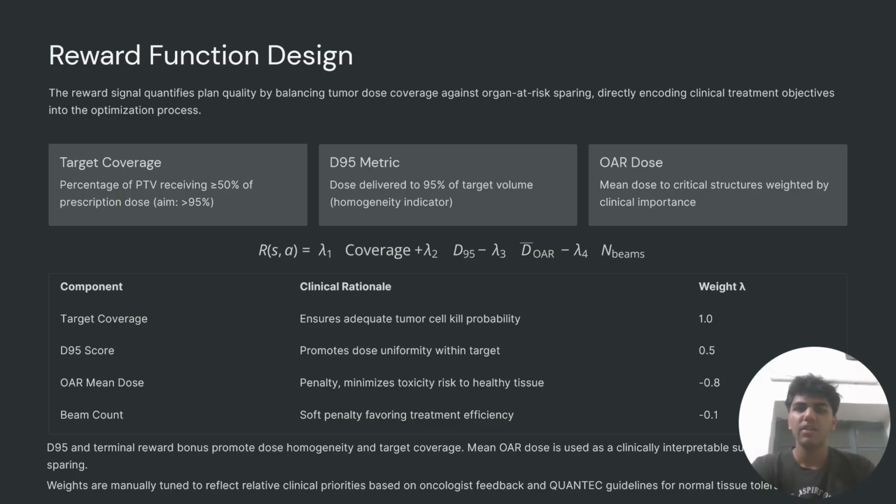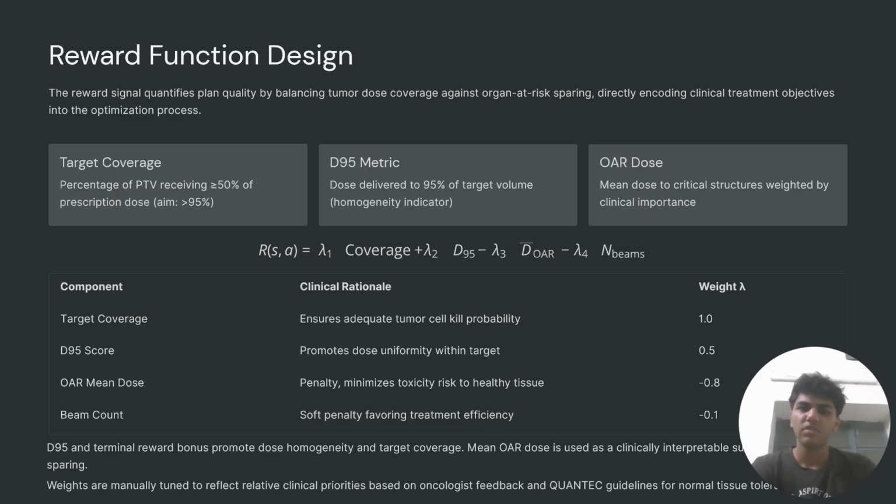Next, we penalize mean dose to OAR. This component models toxicity risk and pushes the policy to learn anatomically intelligent beam configurations that naturally avoid critical structures like the spinal cord, parotids, and mandible. Finally, we apply a small penalty for using too many beams. Clinically, while more beams can help sculpt dose, they also increase treatment time and complexity. So this soft constraint encourages efficiency without compromising dosimetric quality.